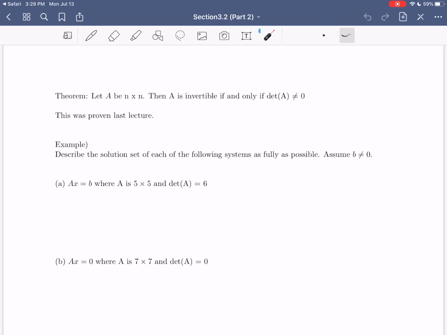It tells us that if A is invertible, then its determinant is non-zero. It tells us that if the determinant is non-zero, then the matrix is invertible. It tells us that if the matrix is not invertible, then its determinant is guaranteed to be zero. And it tells us that if the determinant of a matrix is zero, then it is guaranteed not to be invertible.